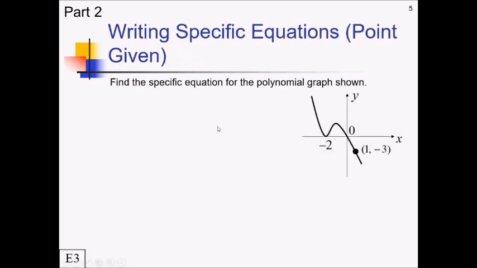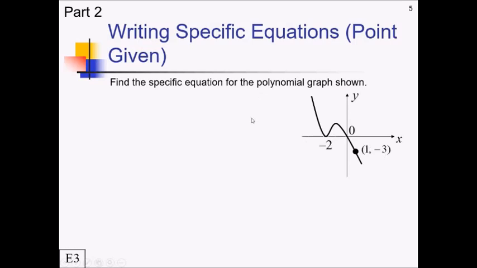For this next example, they want us to find the specific equation for this graph below. There's an infinite number of equations that will give you a polynomial that bounces off -2, crosses through the origin, and goes from up to down as you move to the right. But there is only one polynomial equation that will do all of this and also go through the specific point (1, -3). And that's the polynomial they now want to see.